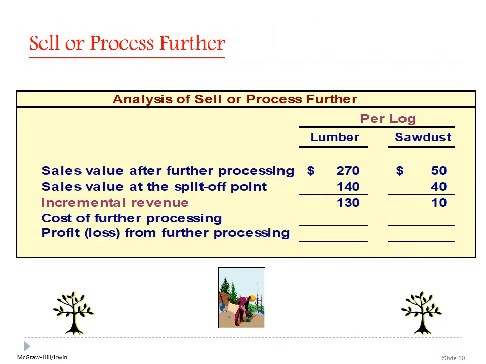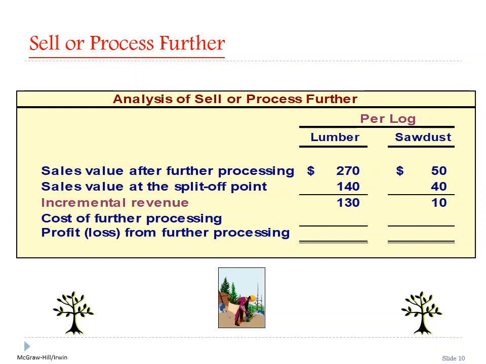To make this decision whether to sell or process further these joint products, we will prepare this report analysis for sell or process further. We have two columns, lumber and sawdust. These are the two joint products, and to make this decision we are comparing incremental revenue with incremental costs that incurred after the split of point.